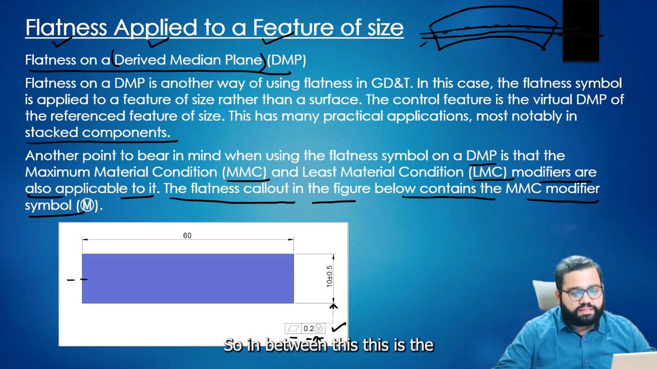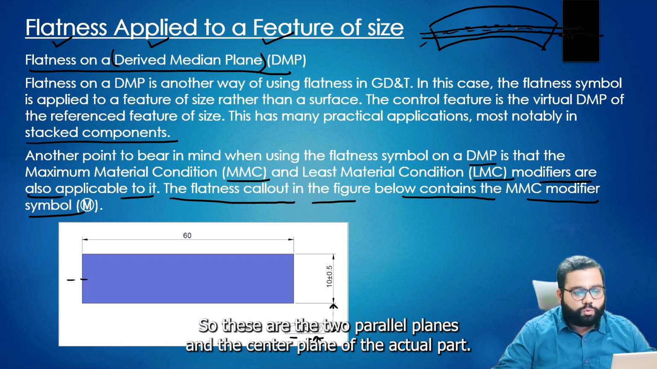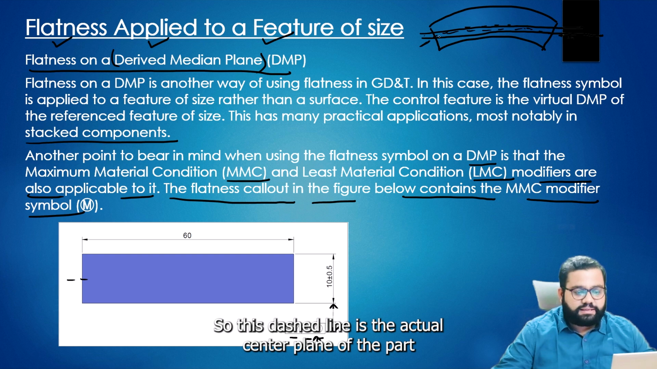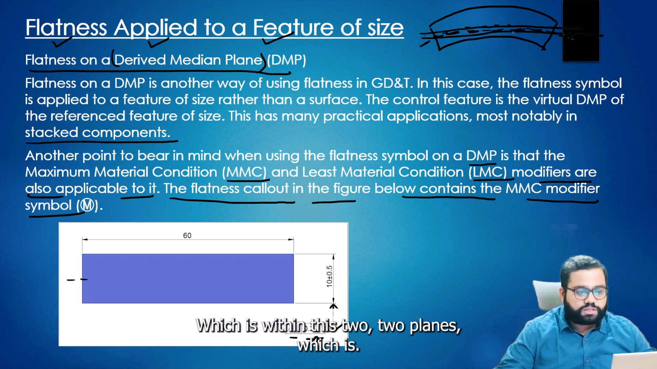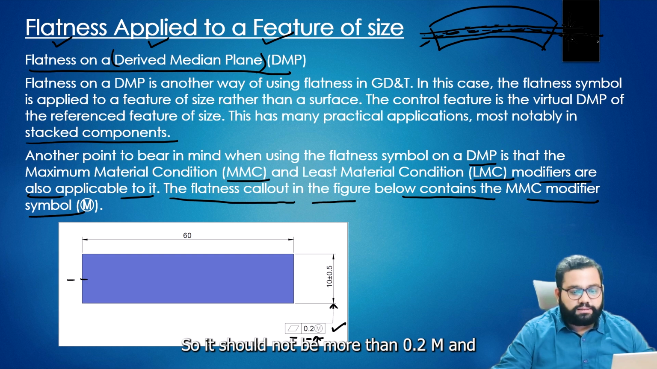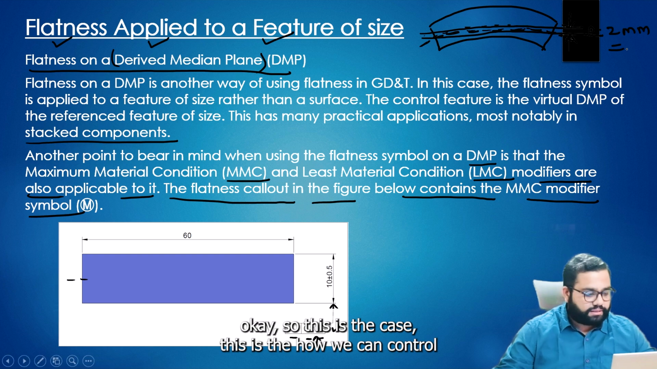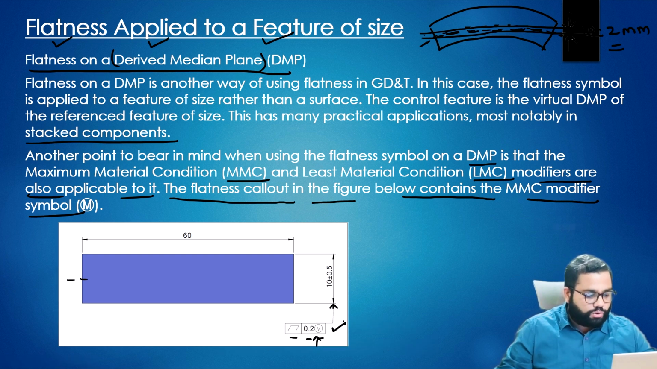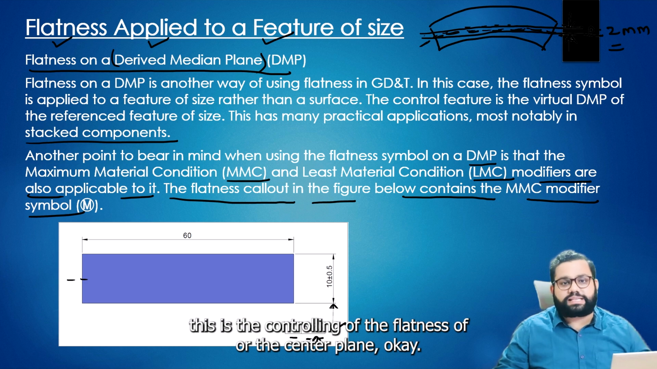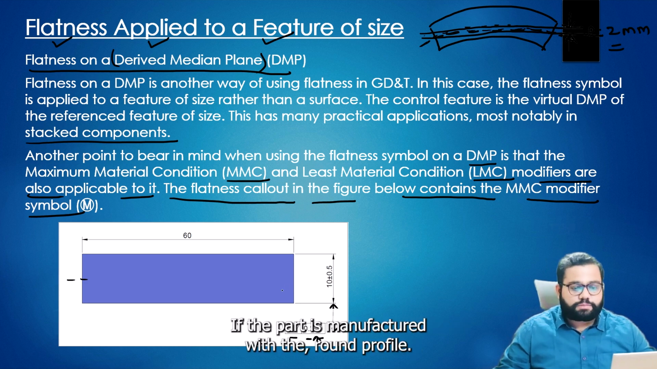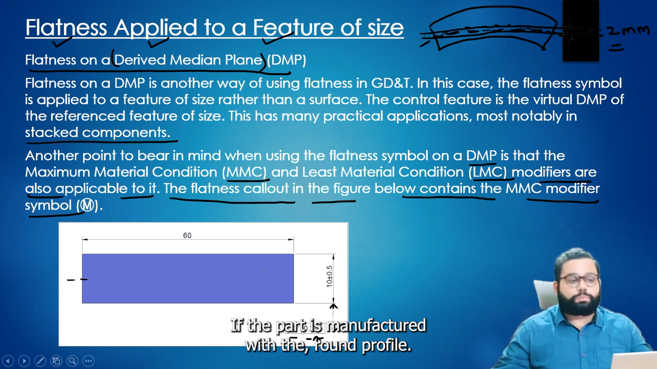In between is the median plane. These are the two parallel planes, and this dashed line is the actual center plane of the part, which must lie within these two planes, not more than 0.2 mm apart. This is how we control the flatness of the center plane if the part is manufactured with a round profile.